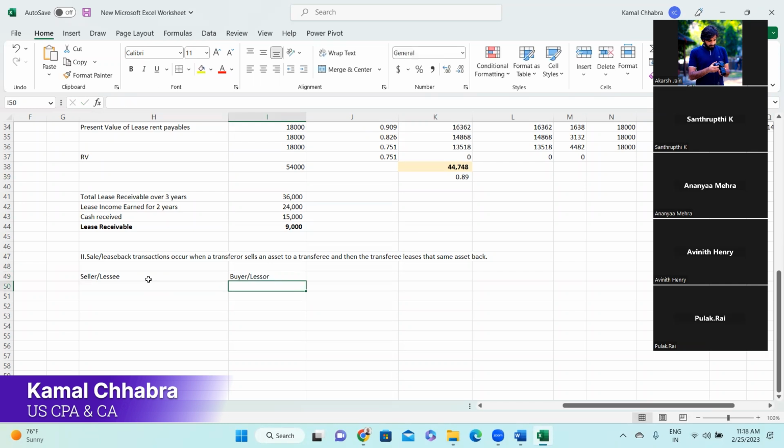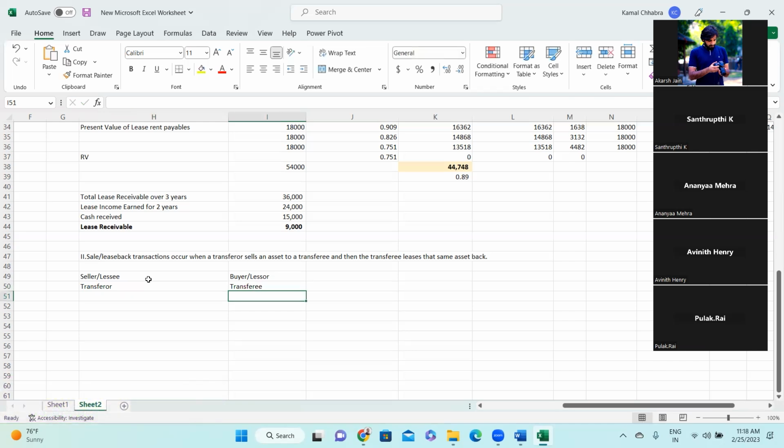So a sale and leaseback transaction occurs when the transferor sells an asset. So this is the transferor. The transferor sells an asset to the transferee, and then the transferee leases that same asset back.